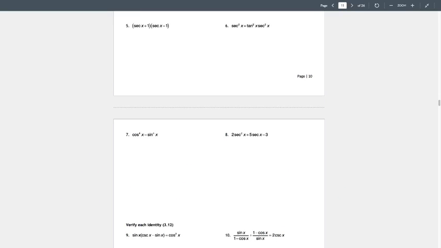All right, on number 5, this is a difference of squares, so when I multiply it out, it'll give me secant squared x minus 1, and then that's a Pythagorean identity, so that's the same thing as tangent squared x.